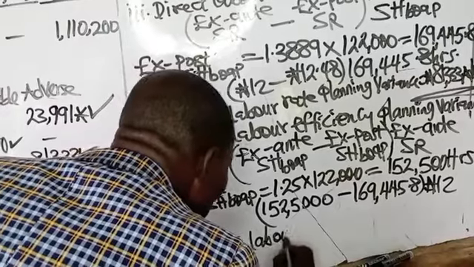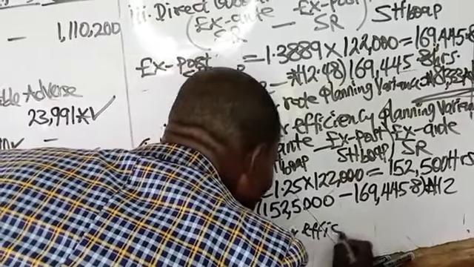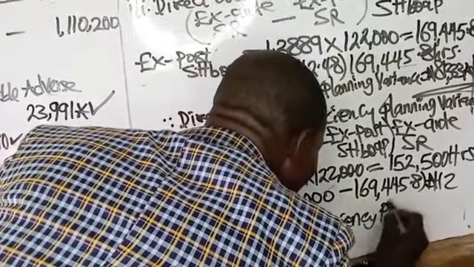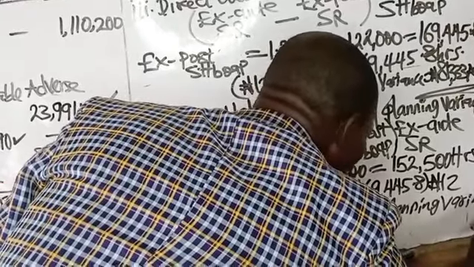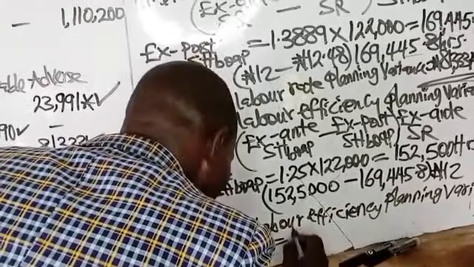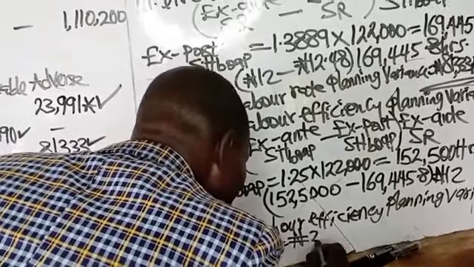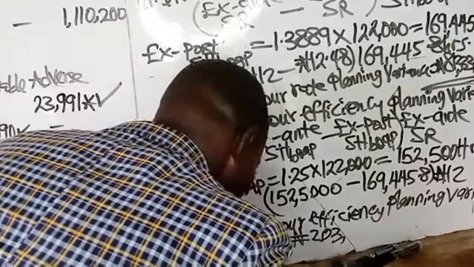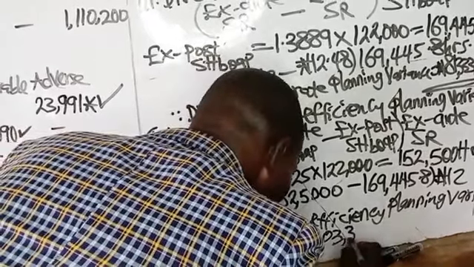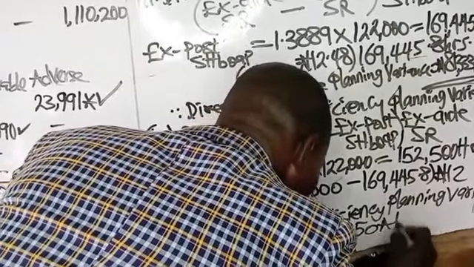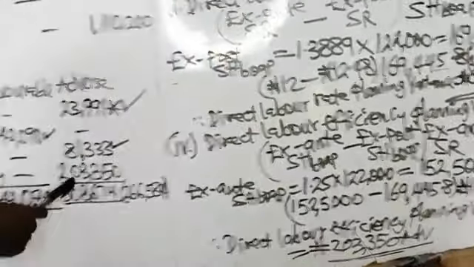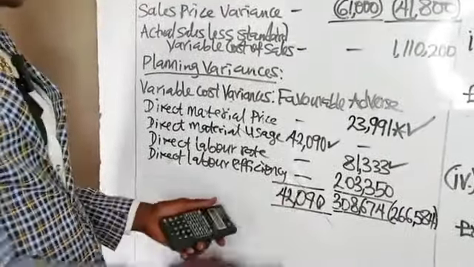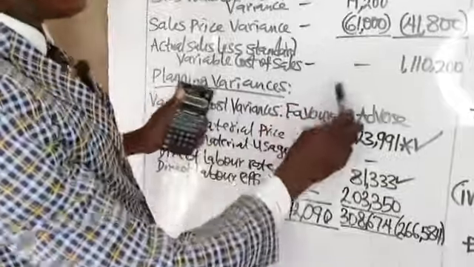Therefore, direct labor efficiency planning variance is equal to 203,350 adverse. So let's compare it with what we were given in the question. We were given 203,350. So it agrees. That is how they've arrived at those planning variances.